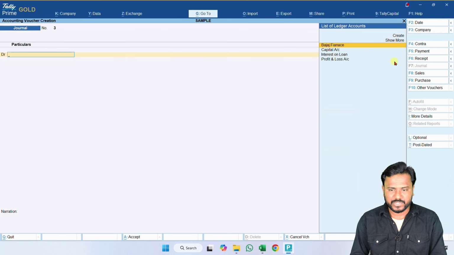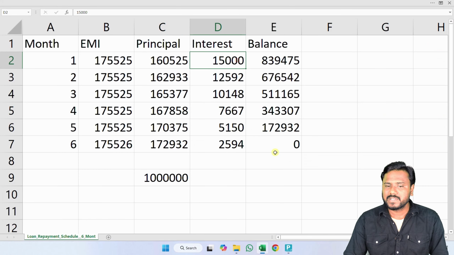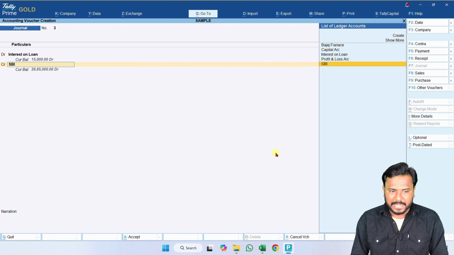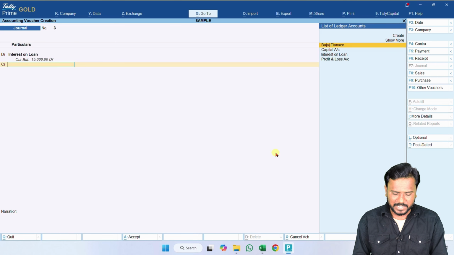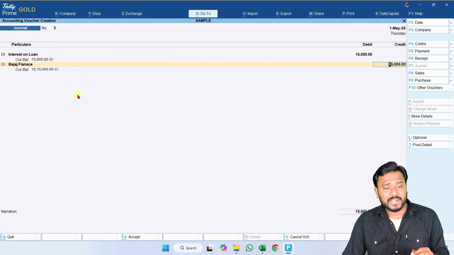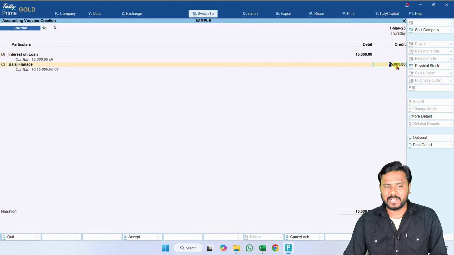So go to voucher, debit side interest. Interest is always expenditure. So debit side interest, how much? 15,000. Let me do it on 1st May. 15,000. Credit to loan from Bajaj account. Credit to Bajaj. Bajaj already having a credit balance. Once again I'm going to credit 15,000 to Bajaj. I have taken a loan of 10 lakhs. Now for the first month, 15,000 interest is added to the loan account.